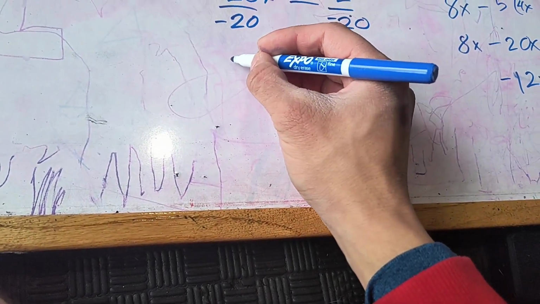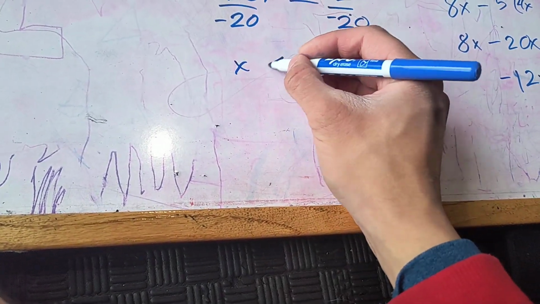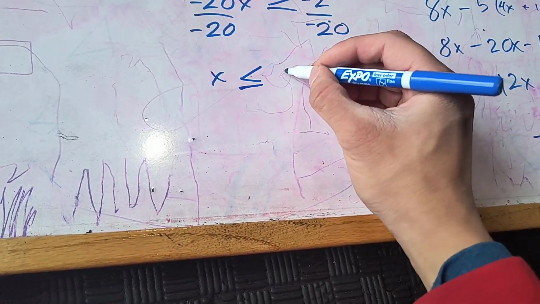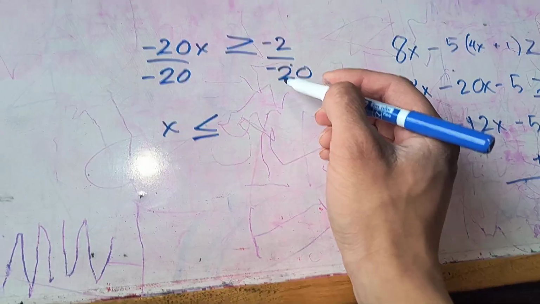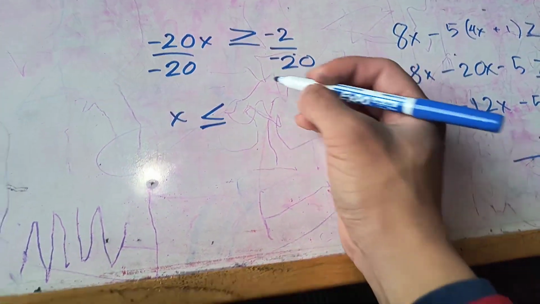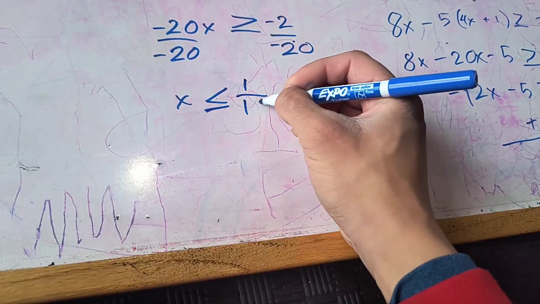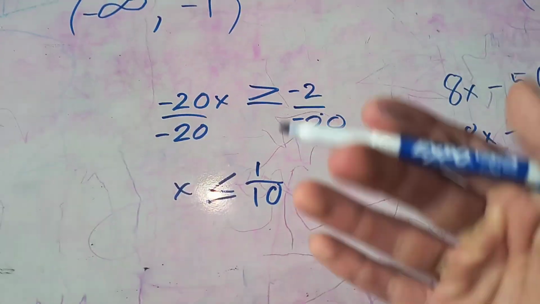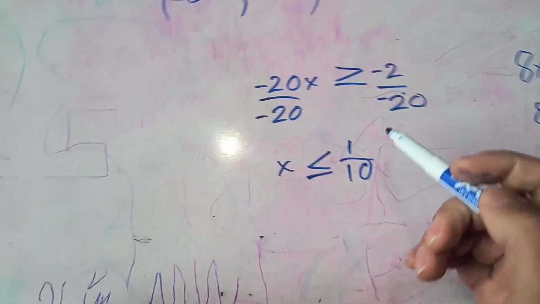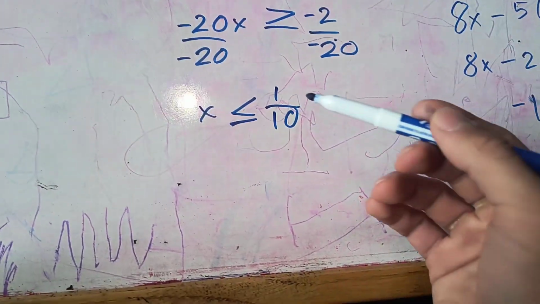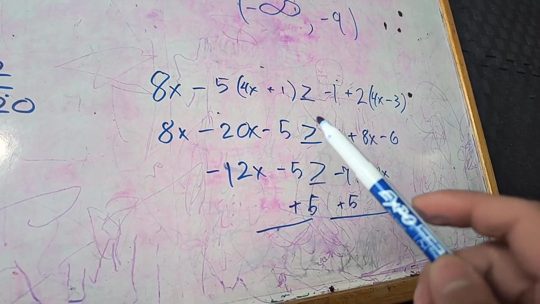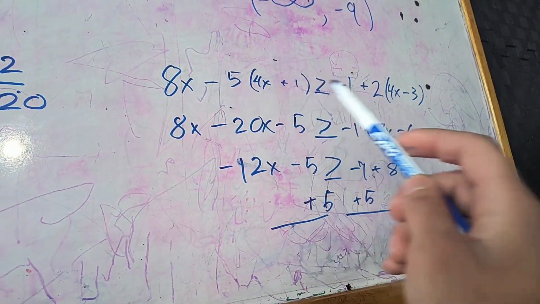And we have x is less than or equal to negative 2 over negative 20, which is the same thing as saying 1 over 10. And this is going to be positive because a negative number divided by a negative number is a positive number. There you go. This is saying that any number that's less than or equal to 1 over 10 will satisfy this original inequality.